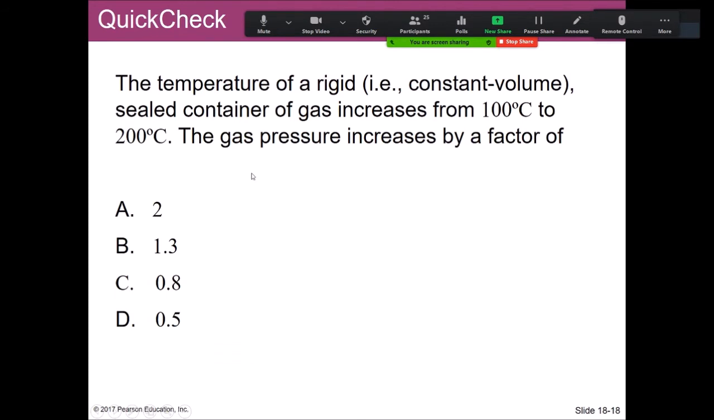So let me ask you this: the temperature of a rigid, constant volume, sealed container of gas increases from 100 to 200 C. The gas pressure will increase by a factor of what? So, sealed container, no mass difference. Isochoric process, constant volume. So all you have to worry about is the relation between pressure and temperature.